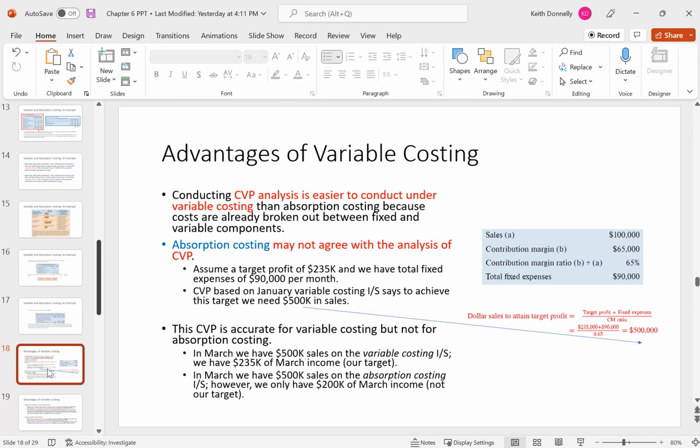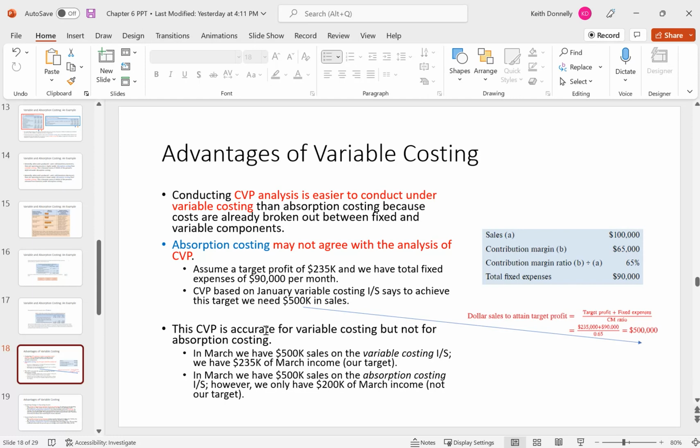So that's a form of cost volume profit analysis. Let's say we have total fixed expenses of $90,000 per month. Based on the information we had before, in order to achieve this target profit, we would need $500,000 in sales. This is just showing it over here. If you want 235 as your target profit, plug that in there, add your fixed expenses, and divide it by the contribution margin ratio. You need to sell $500,000 to get the target profit you want.